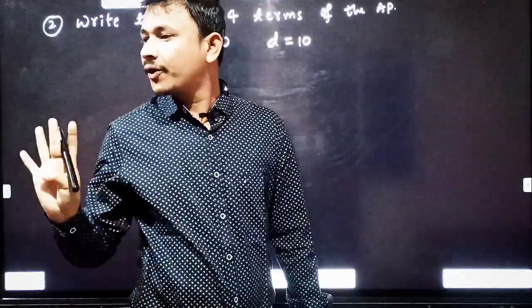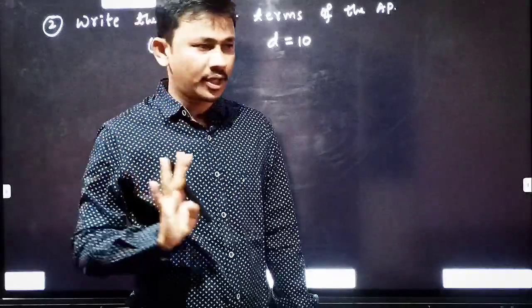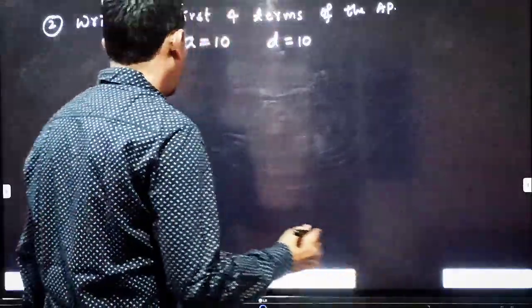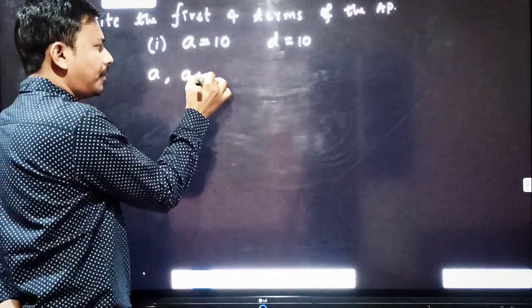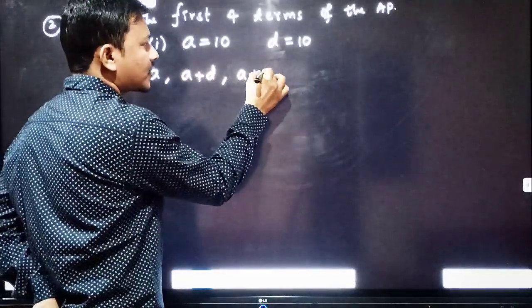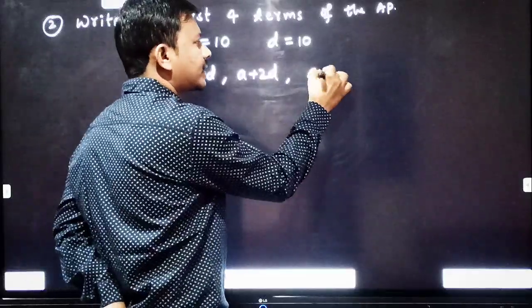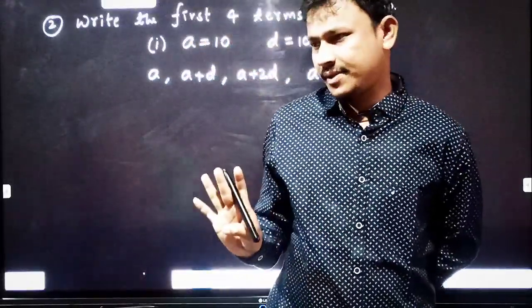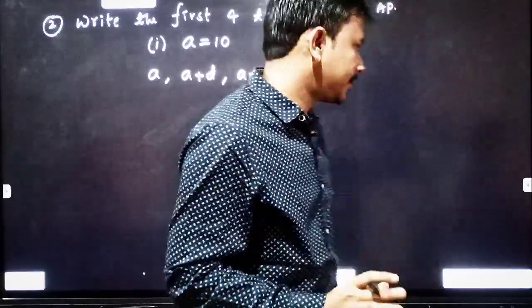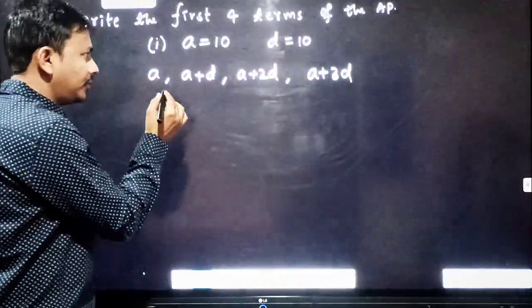First four terms. First four terms ಗಳು find out ಮಾಡಬೇಕು. ಯಾವ first four terms ಗಳು ನೋಡೋಣ? A, A plus D, A plus 2D, A plus 3D. These are the first four terms. Correct? Okay. Then what is A value?